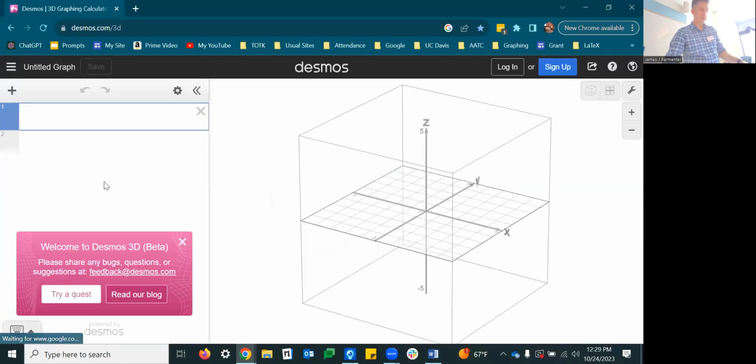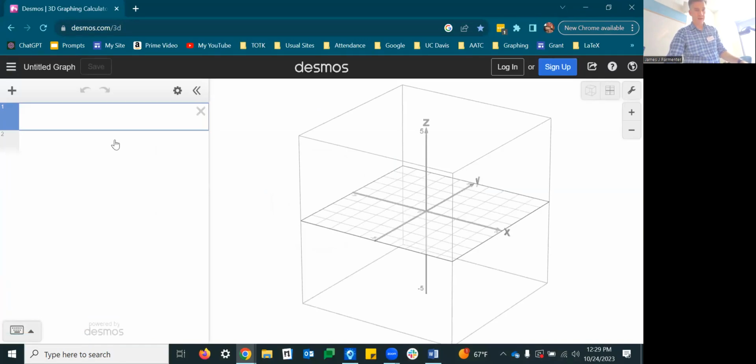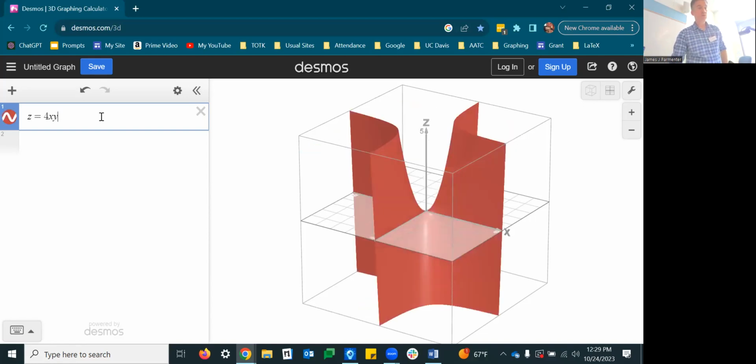So first, I'm going to graph the thing that I'm trying to maximize. I would just write z equals 4xy, which is a saddle. Normally when I think of a saddle, I think of x squared minus y squared or y squared minus x squared. This one is just rotated 45 degrees in the xy plane. Not a huge deal.